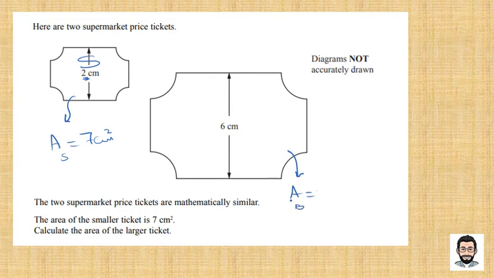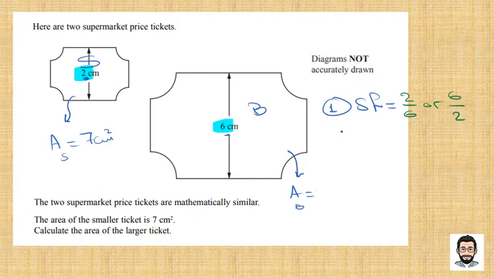So we need to find the larger area. This is the big ticket. And here we have the height of the big ticket, which is 6 centimeters. So, as usual, we're going to find the scale factor. The scale factor equals any corresponding numbers. If you have them, just take them. So 2 here and 6 here. We're going to write 2 over 6 or 6 over 2. And it's better to put it in the simplest form, so it's going to be 1 over 3 or 3 over 1.